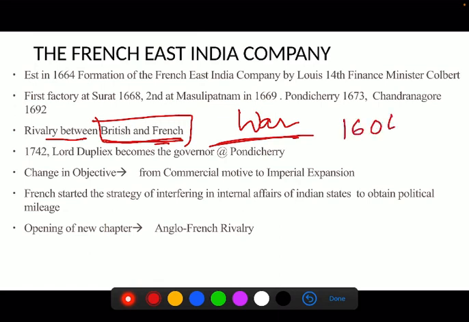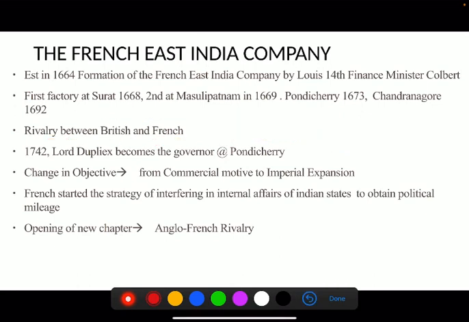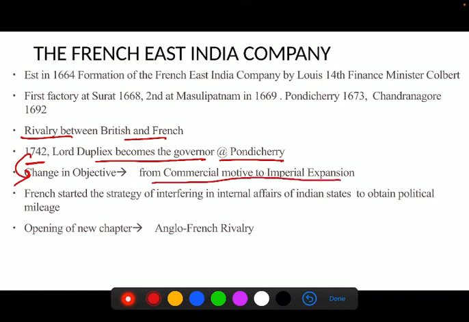The British came in 1604, the French in 1664. When the French started doing trade, eventually the British did not like it, because they wanted to establish their own monopoly. This was the reason for the rivalry between British and French trade. In 1752, Dupleix becomes the governor of Pondicherry. After becoming governor, he changed the objective from commercial motive to imperial expansion.